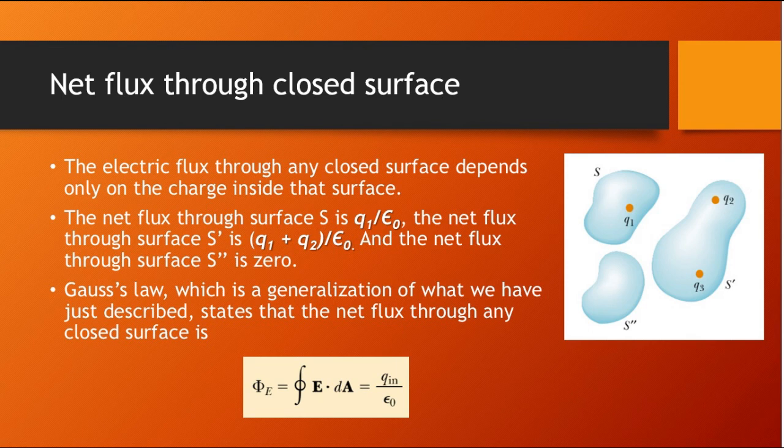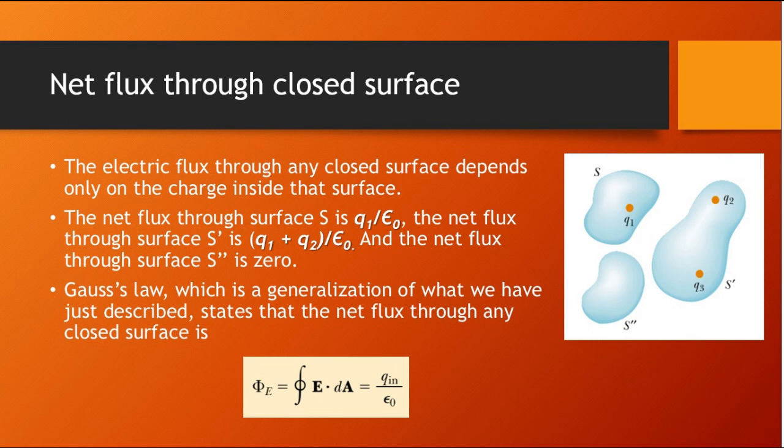The surface S prime surrounds charges q2 and q3. Hence the net flux through it is q2 plus q3 over epsilon naught. Finally, the net flux through the surface S double prime is zero because there is no charge inside this surface. That is, all the electric field lines that enter S double prime at one point leave at another.